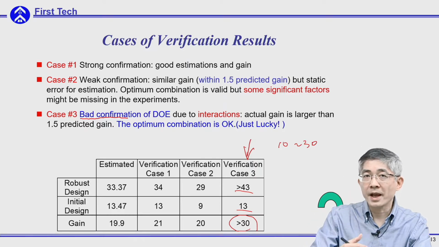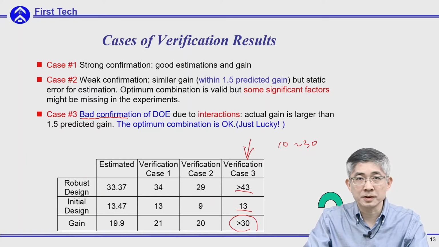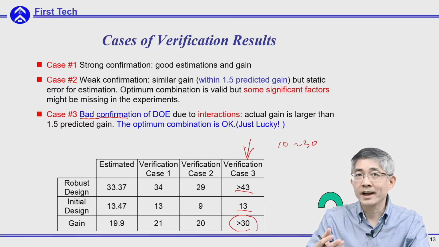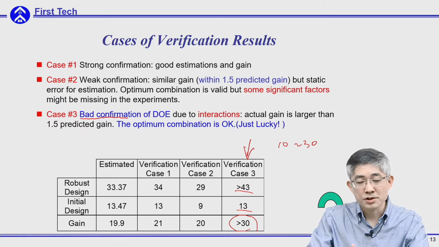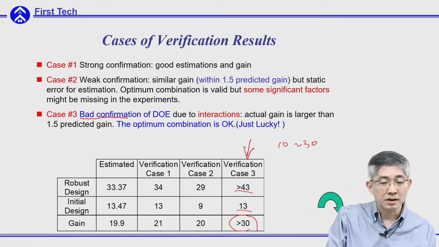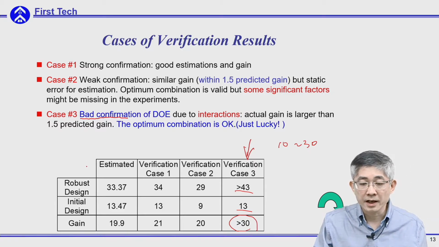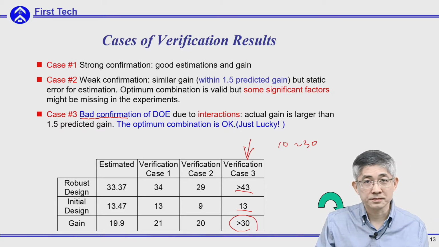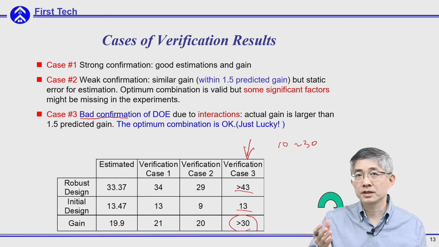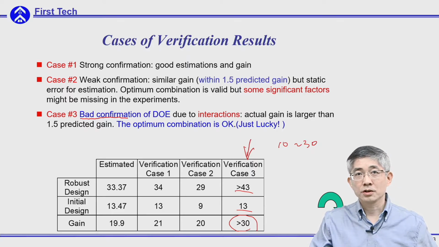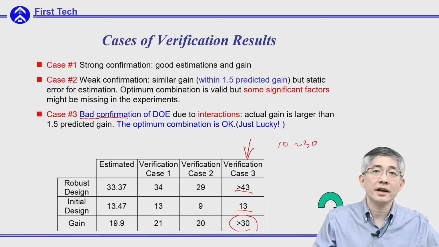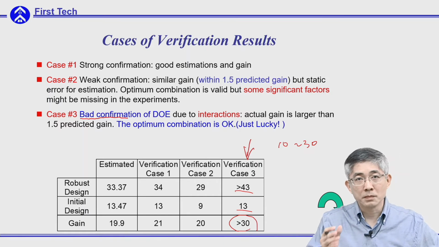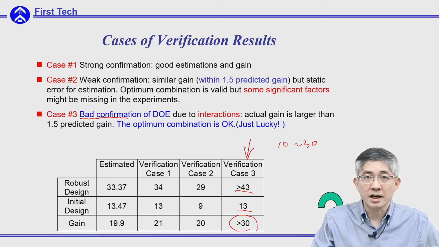However, let's go back to the purpose of your experiment. Your purpose is to find a better design which has a larger SN ratio. So look at the result you have. What is your result? Your robust design has a very good SN ratio, which is even bigger than the prediction. So in terms of the design purpose, you are successful, since you do find a robust design which is much better than the initial design.